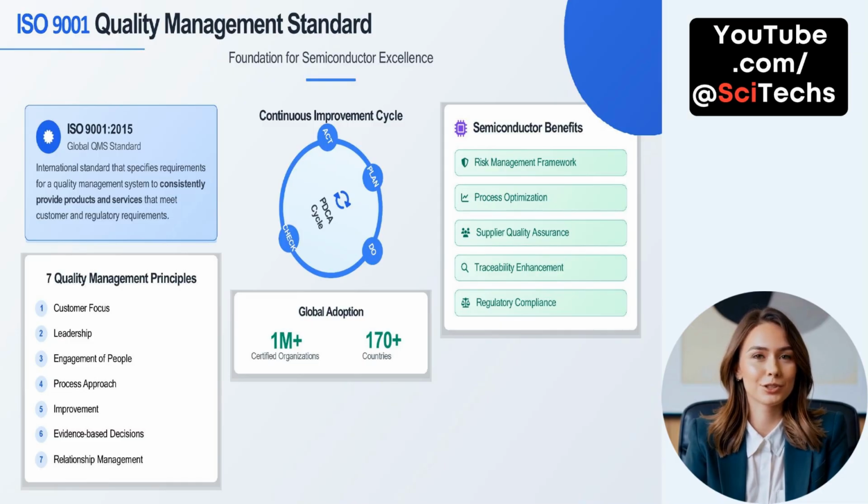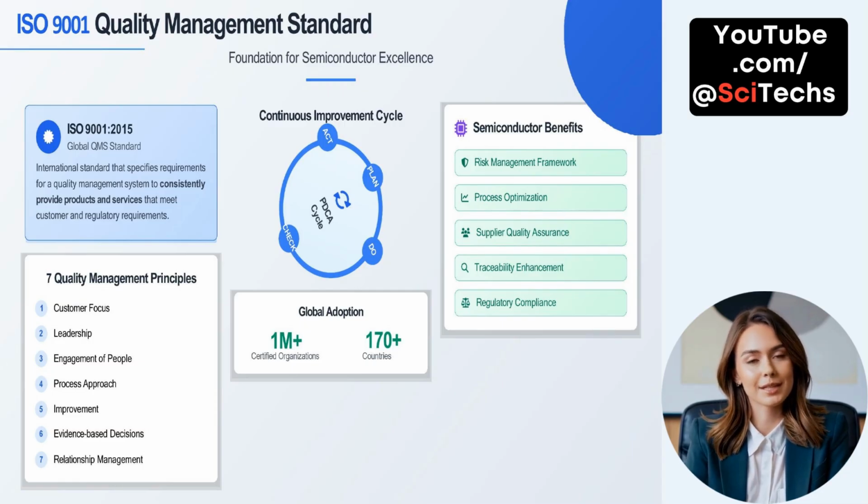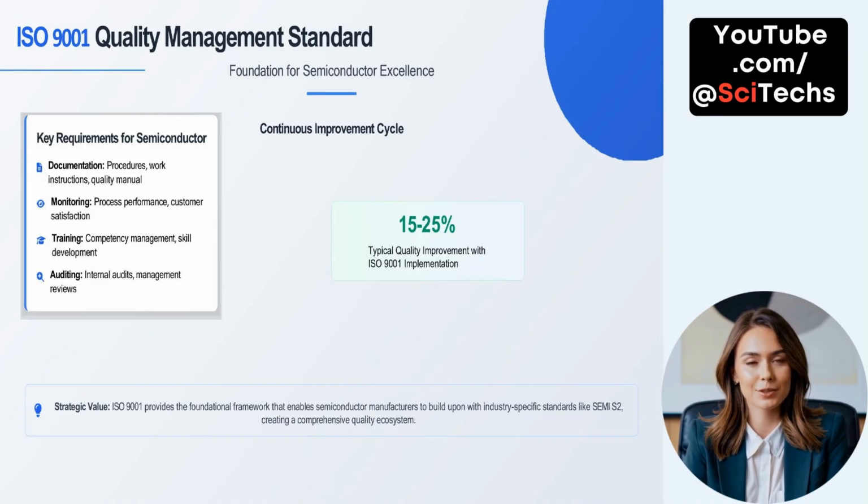For the semiconductor industry, ISO 9001 delivers significant benefits. These include a robust risk management framework, streamlined process optimization, supplier quality assurance, enhanced traceability, and improved regulatory compliance. Collectively, these advantages contribute to long-term reliability, safety, and competitiveness in a high-stakes manufacturing environment. ISO 9001 Quality Management Standard.